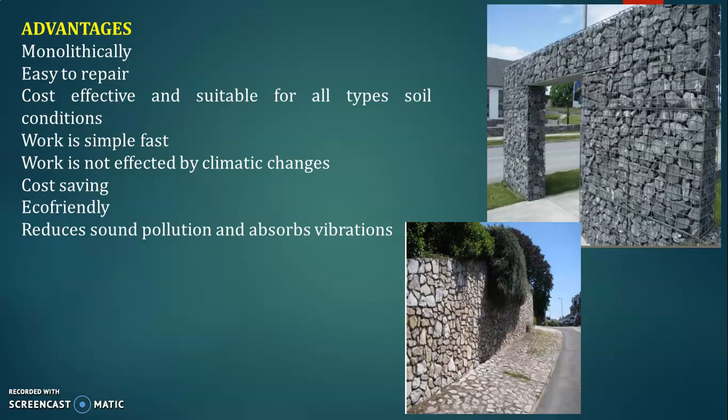Advantages of gabion walls are that they are monolithic, easy to repair, cost effective and suitable for all types of soil conditions. Work is simple and fast, and is not affected by climatic changes. There are cost savings, it is eco-friendly, and it also reduces sound pollution and absorbs vibrations.